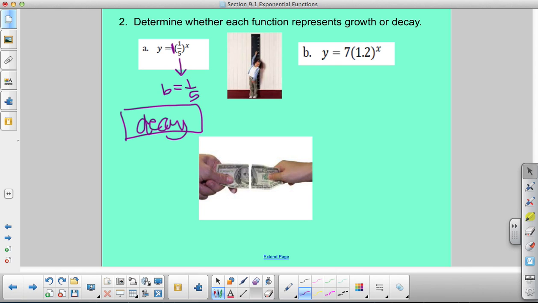Here, my B value, remember it's always the one with the X, is 1.2, and my A is 7. But we're concerned about my B value right now. My B is 1.2, so that's greater than 1, so that would make this one a growth.